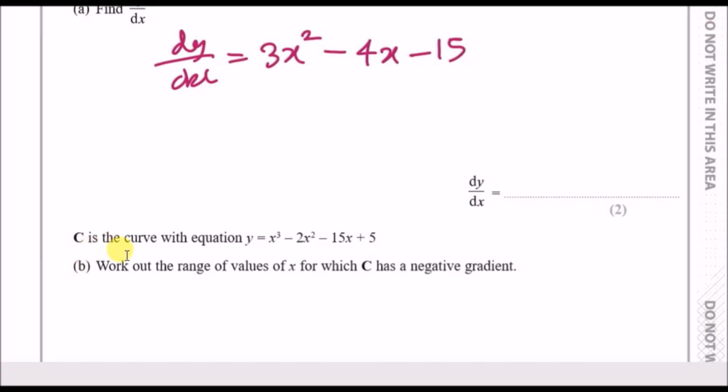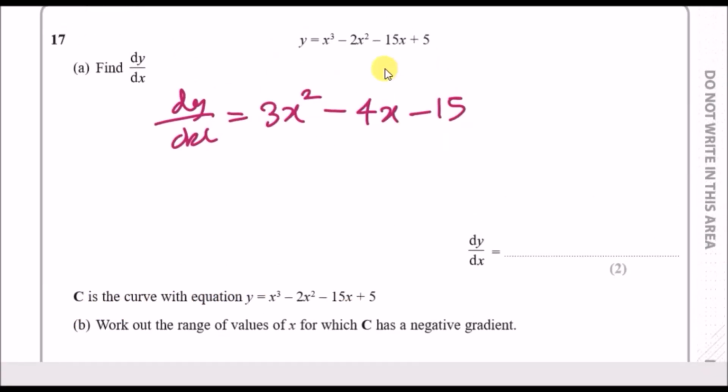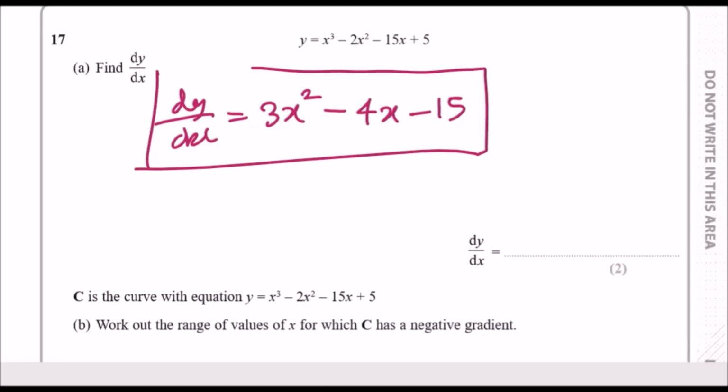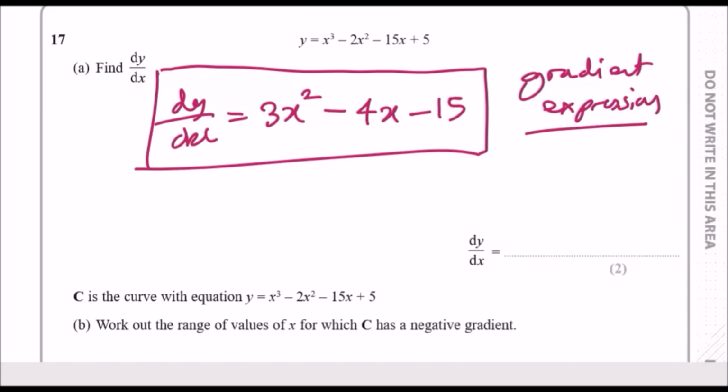So C is the curve with the equation from above. Work out the range of values for which the curve has a negative gradient. Now, the whole point of dy by dx is that this is an equation for the gradient expression. So this is known as the gradient expression. This is something that needs to be fundamental, we just gotta know this. So it's telling us that we need to find the values of x which make this negative.